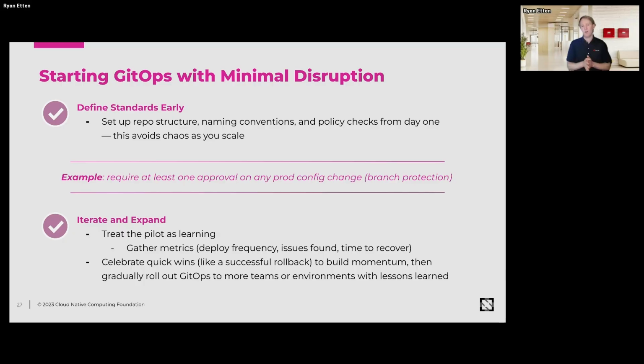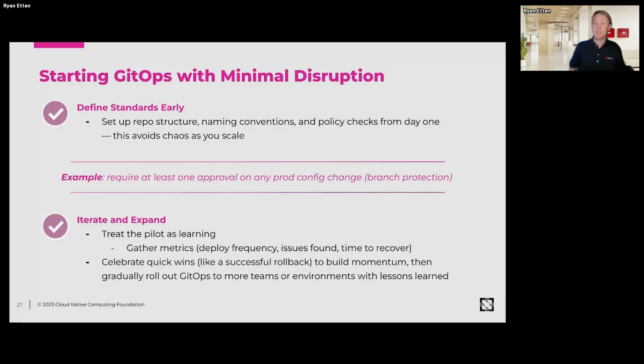So this is something that I've noticed is overlooked far too often. During the pilot, gather data and anecdotes. Did your deployment time drop? Did you catch an error via code review that would have slipped through before? Did a rollback save the day? Capture your quantitative metrics, like we deployed 5 times this week instead of 1 time, or we had 0 incidents in this pilot this quarter versus 2 incidents last quarter.